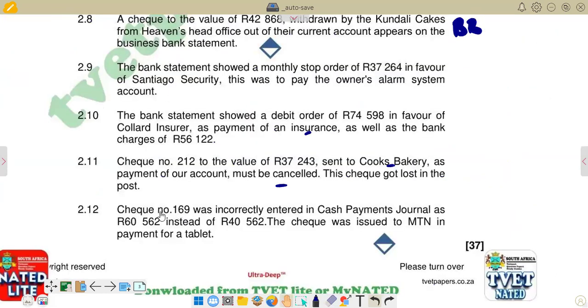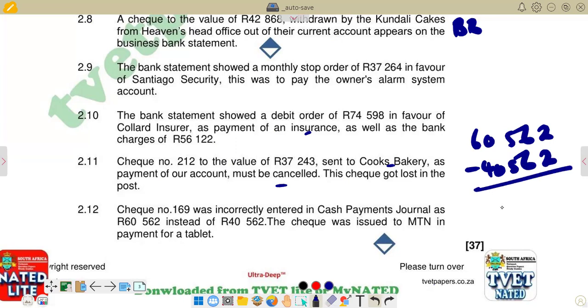On the last transaction, it reads: check number 169 was incorrectly entered in cash payment journal as 60,562 instead of 40,562. The check was issued to MTN in payment of a tablet. So what is the explanation saying? Let's first find the difference between the two: 60,562 minus 40,562. If you subtract here, you get 20,000.